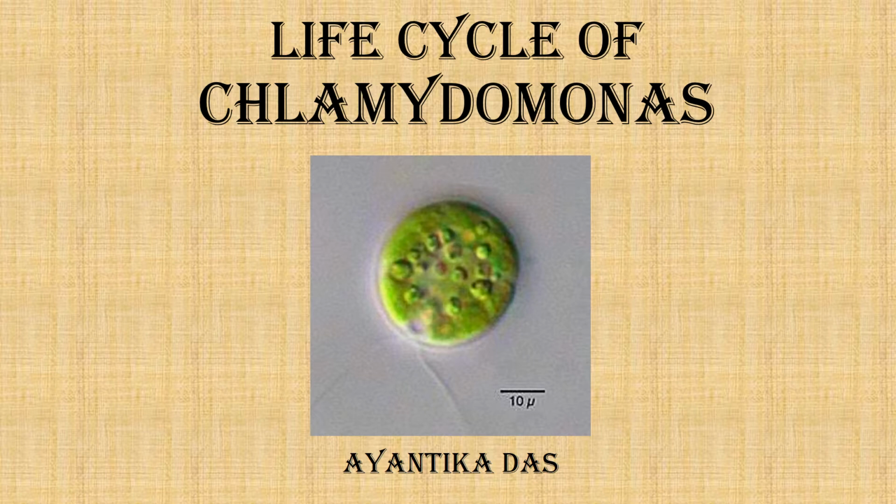It is a haplontic type of life cycle, which means that the major phase of its life is haploid in nature, and for a very limited period of time it appears as diploid. So in this type of organism, there is no alternation of generations. So let's start the video with the life cycle.